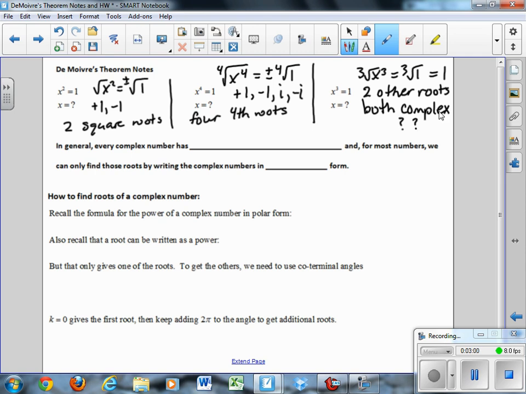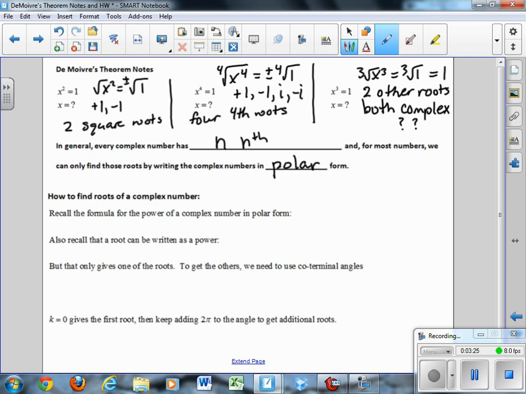In general, every complex number has nth roots. And for the most part, we can only find those roots by writing the complex numbers in polar form instead of rectangular form. Now, I was able to kind of guess what the ones were for the 4th root of 1, but most of the time we're not going to be able to guess like that. So how do we find the roots of a complex number?